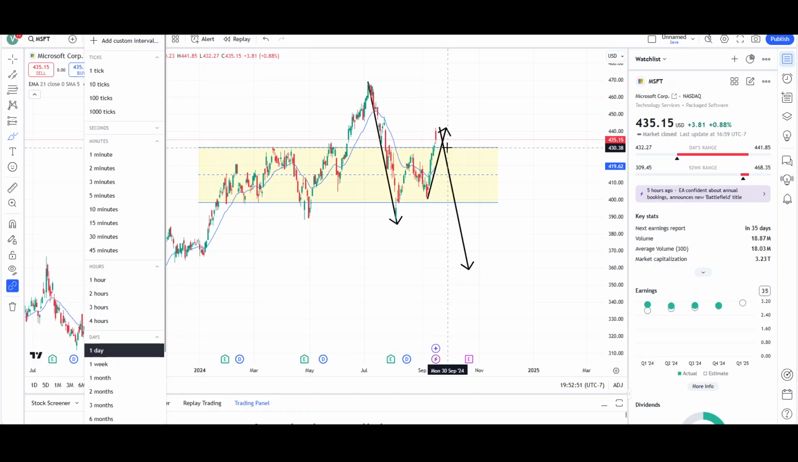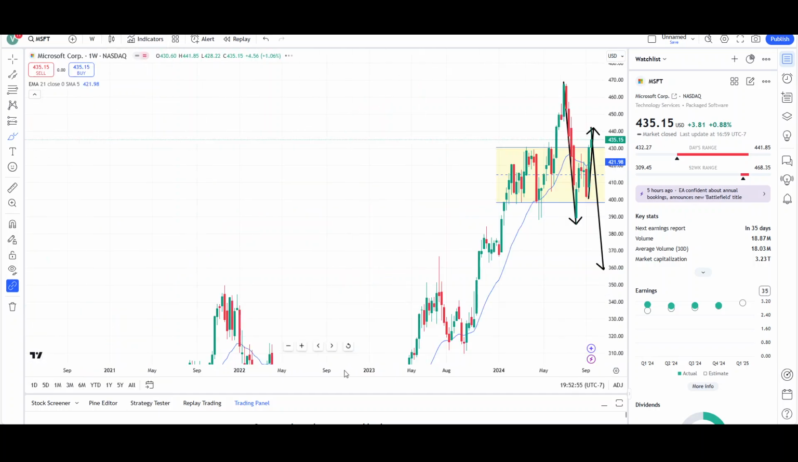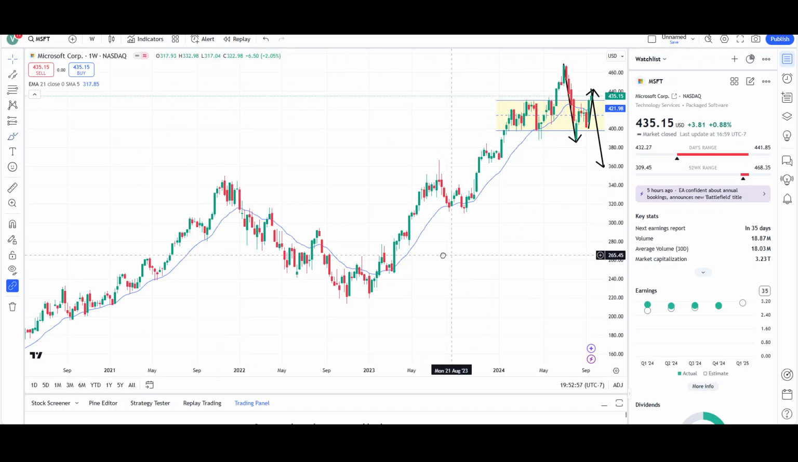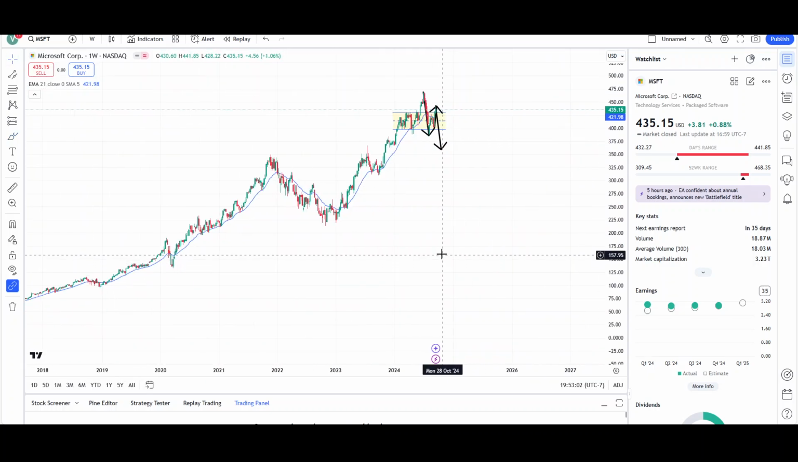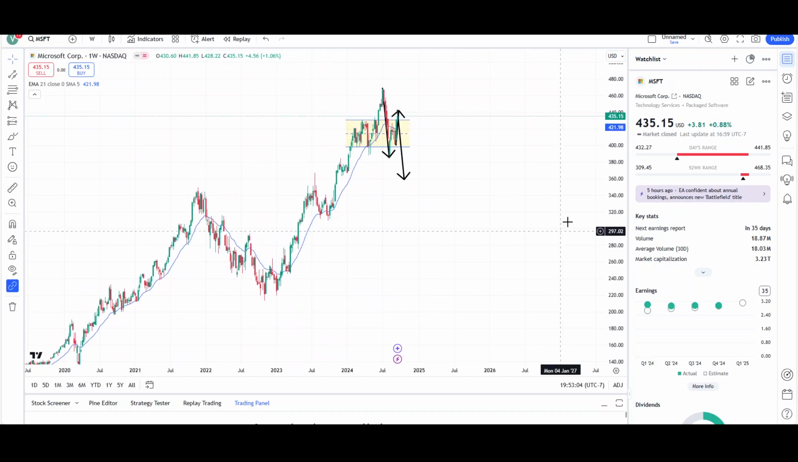Let's watch that 430 level. If it stays above it, I'm bullish. If it stays below it, I'm bearish. It's just simple as that. Let's take a look at the weekly chart. Weekly chart shows that price is still maintaining that upward momentum.